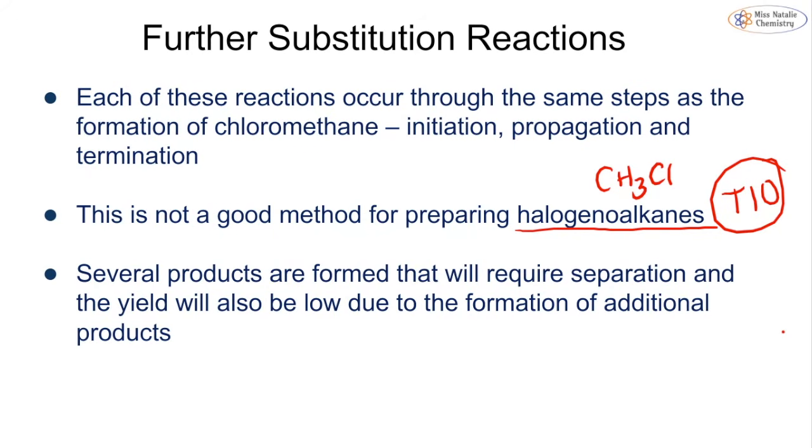Because we also get these extra products, so we also make the hydrogen chloride, chlorine, and ethane, then we are going to require separation techniques to be used, and we're also going to get a low yield and a low atom economy. So these are all things that we would take into account when we were making halogenoalkanes.